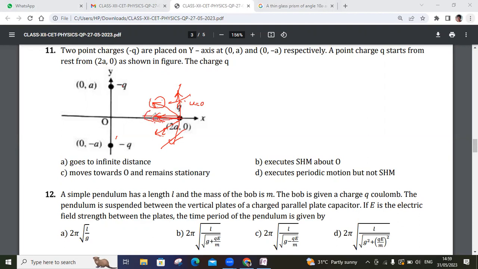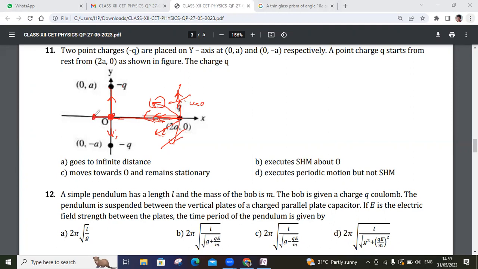So this will tend to move like this. Till where? Till here. And here, if you see, net force is zero because this will also attract like this, with the same magnitude. It will be zero, but because it has velocity, it will move. Net force is zero, acceleration is zero, but velocity is there, so velocity remains constant. With whatever velocity it has picked up, it will move further.